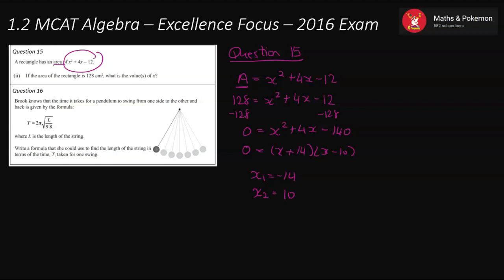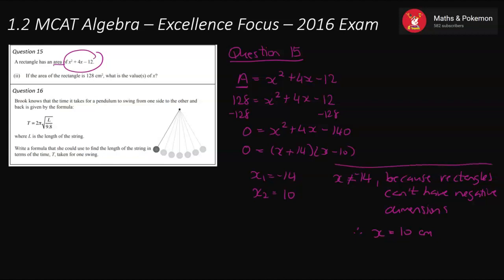Now, this one's a bit weird. We've got two answers, but we are dealing with a rectangle. So this negative one is a bit weird because when have you measured a rectangle and it's got a negative dimension? So here onwards, I'm going to write x cannot equal negative 14. And that's because rectangles can't have negative dimensions. Therefore, x is equal to 10 and our units centimeters. So a really bread and butter MCAT question.